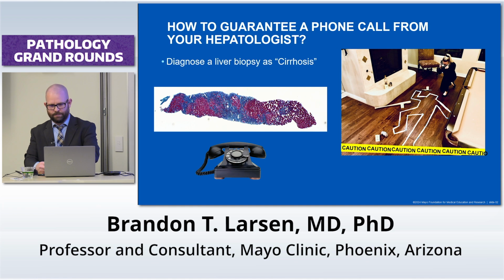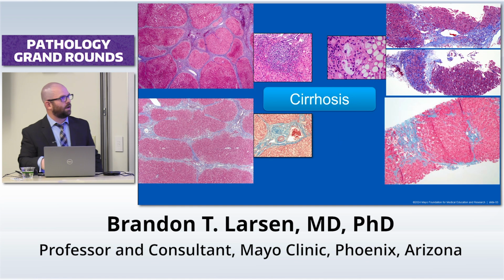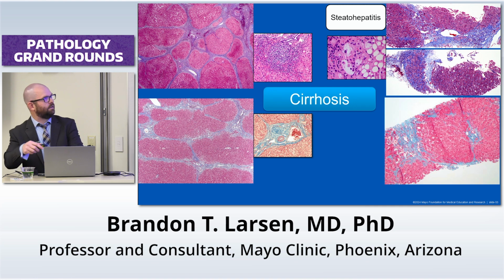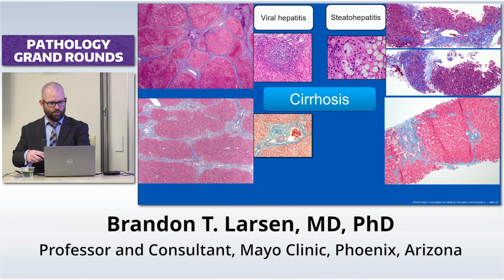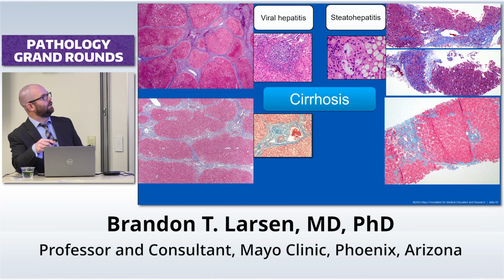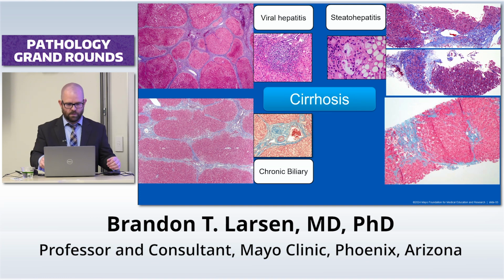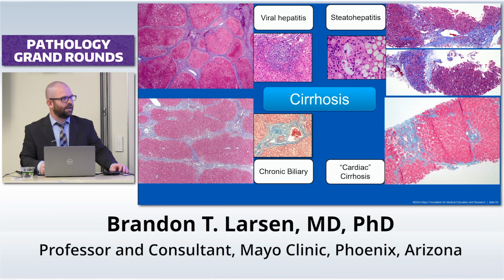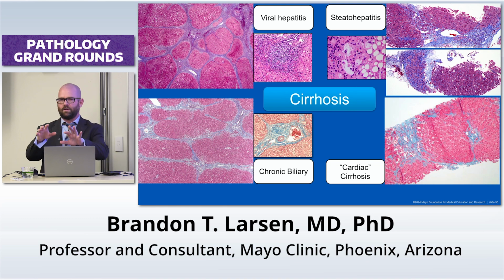So think about that, because different things cause cirrhosis, right? If you see features of steatohepatitis in the background, maybe that's because of that problem. Maybe it's a viral hepatitis leading to cirrhosis. Maybe it's chronic biliary disease, biliary obstruction. Maybe it's cardiac disease with evidence of venous outflow obstruction. We see these additional secondary findings in the biopsy that suggest what the real underlying problem is. And that stuff is of interest to the clinicians who are trying to treat the patient.